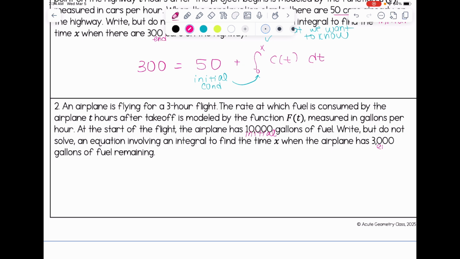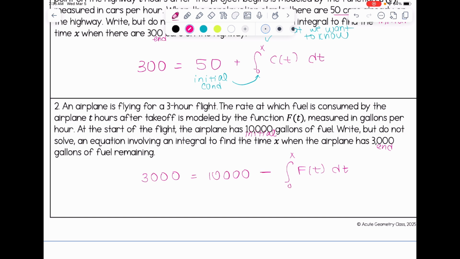So that is our end amount. We're going to start by putting that over here. We want to determine the time x where that occurs. The initial amount is 10,000. And when we do our integral here, we're going from 0 to x of f of t dt. The difference between question 1 and question 2 is that when we are writing this equation, we now need to put a minus between here.